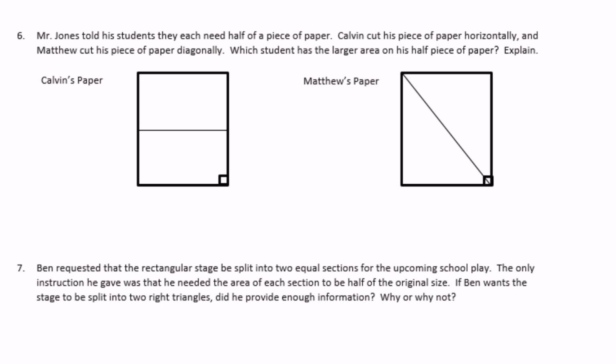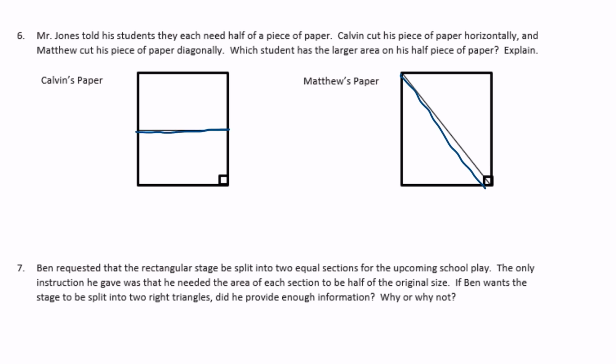Okay, Mr. Jones told his students they each need half a piece of paper. Calvin cut his piece of paper horizontally, so like this, and Matthew cut his piece of paper diagonally. Which student has the larger area of his half of piece of paper? Okay, so just because they cut it differently doesn't mean that the area changes. If it's the same size paper and you cut it in half, the halves are going to be the same size even though they use different pieces.